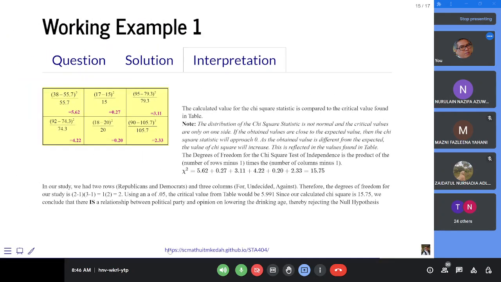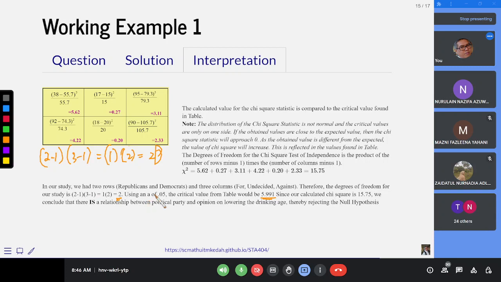Okay, so what you need to do next is to compare this test value with the critical value obtained from the table. So the critical value obtained from the table is equal to 5.991. Okay, you get this from 5.991. So the degrees of freedom is 2 because you have 2 rows and 3 columns. So 2 minus 1 multiply with 3 minus 1. So you get 1 times 2, right? So 1 times 2. So this gives you 2. So the degrees of freedom is 2.